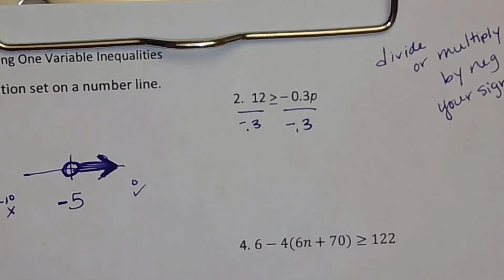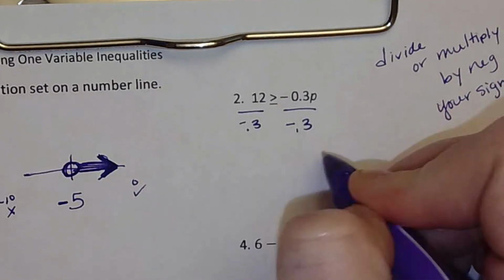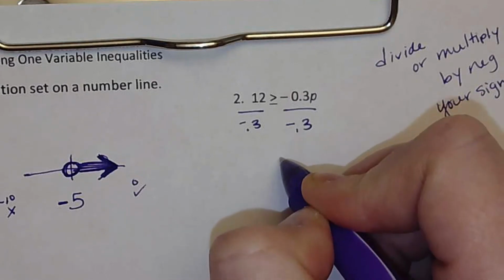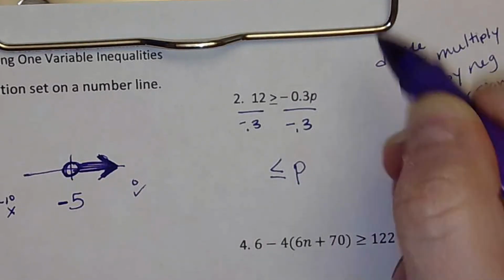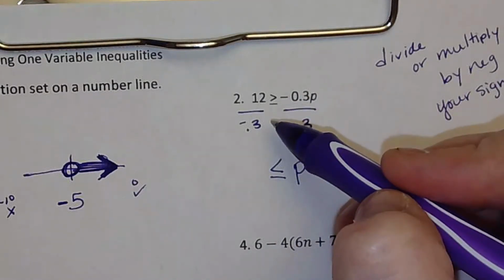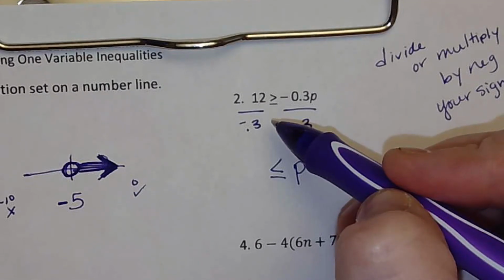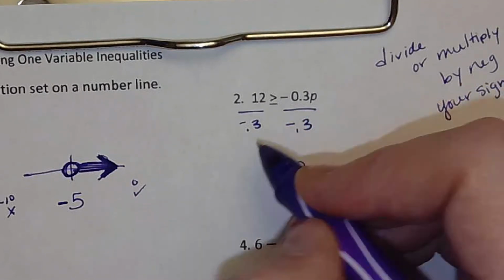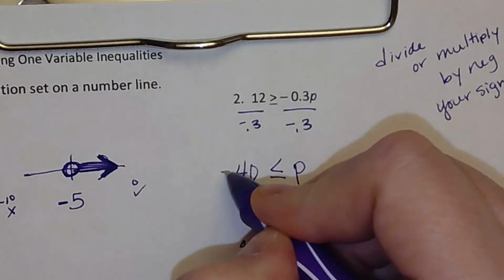So I'm going to divide by negative 0.3, divide by negative 0.3. So in my calculator, which I don't have, it's going to be 40, but I divided by negative, so I've got to switch the sign. So 12 divided by 3 is 4, divided by 0.3 is 40, so this is negative 40.